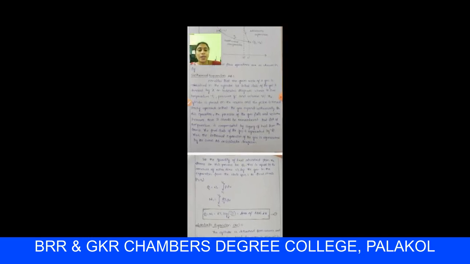Consider that 1 gram mole of gas is contained in the cylinder. Let the initial state of the gas be denoted by A on the indicator diagram, where it has the temperature T1, pressure P1 and volume V1. The cylinder is placed on the source. Here we can understand this Carnot heat engine with the help of these 2 diagrams, the indicator diagram and the piston cylinder diagram.